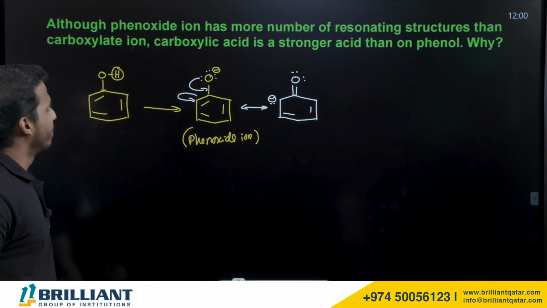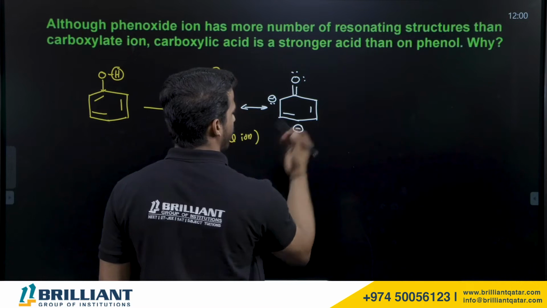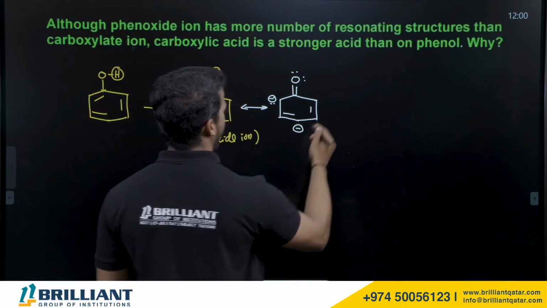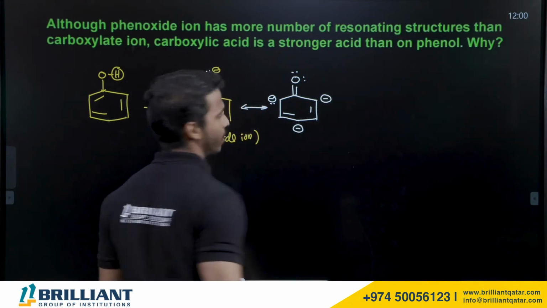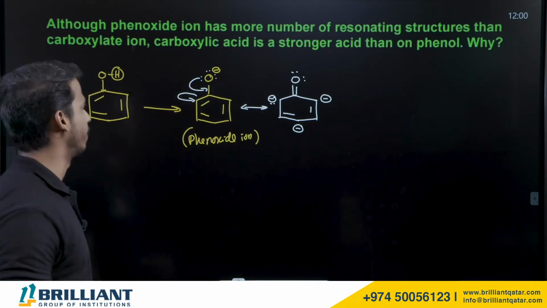So dear all, in the next resonance structure you will get the negative charge on this carbon, and in the next one the negative charge here. Those are the respective structures you will get. All of you just check the phenoxide ion resonance stability.